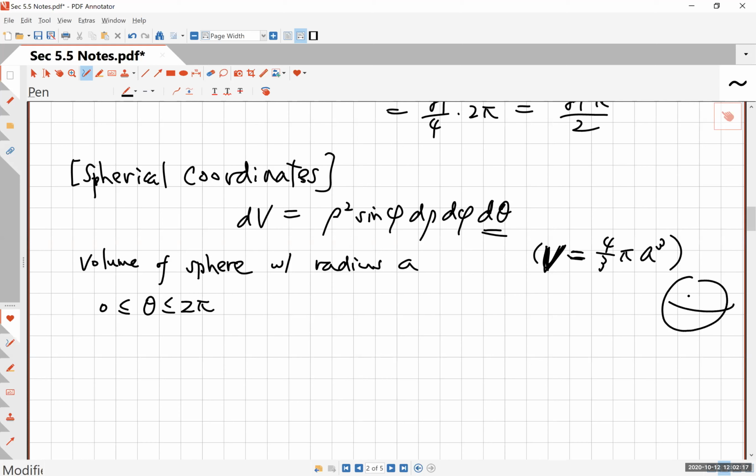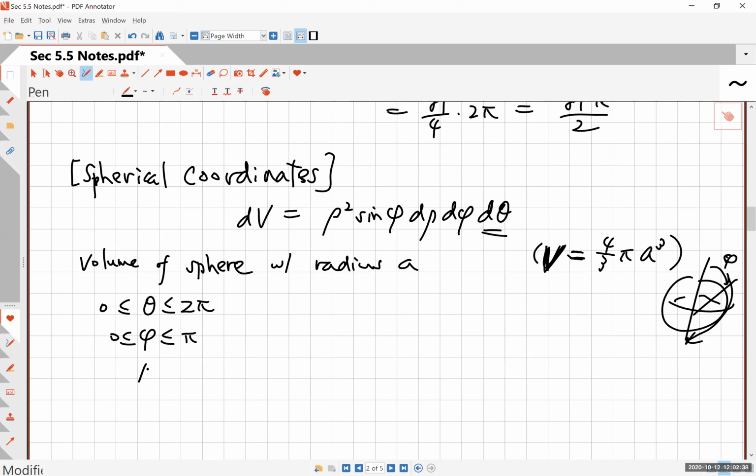After all, we're talking about the entire sphere. And then phi, oh yeah, so phi goes from what to what? So phi is the angle from the positive z-axis. So it goes all the way here, but that's not 2 pi, is it? Okay, the maximum phi can ever get is 180 degrees or pi, okay?